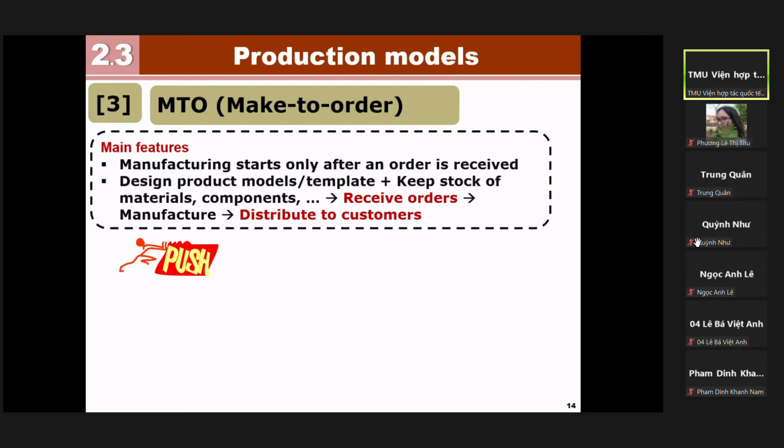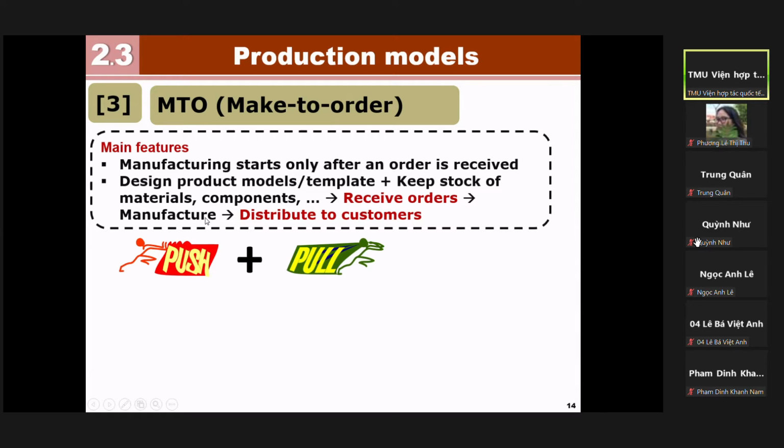So, of course, similarly to ATO, it is also a combination of both push and pull. For the pull, it's kind of obvious or apparent for you to realize, right? We pull the order here, okay? We pull the order phase even before the manufacture phase. It means that we wait until we have the order and then we start manufacturing the products.